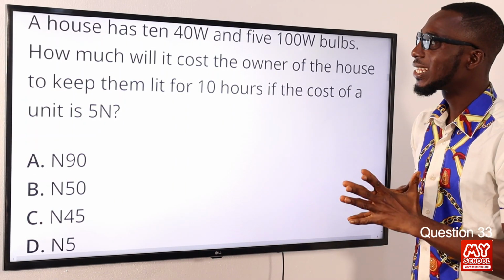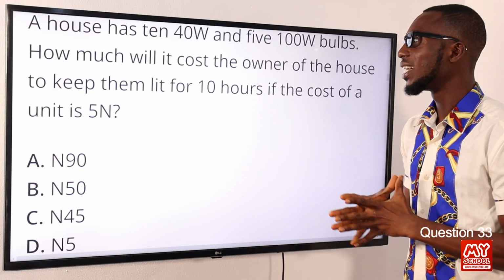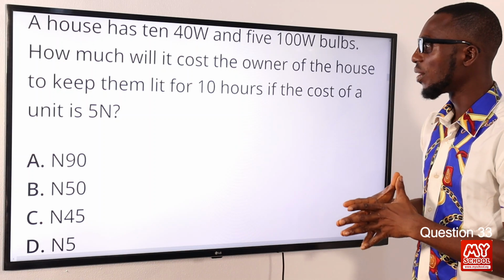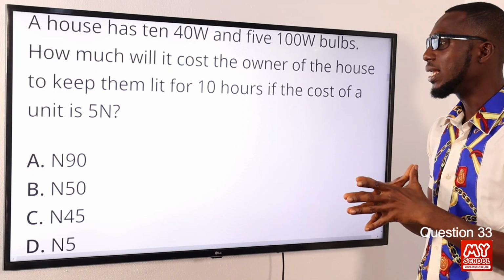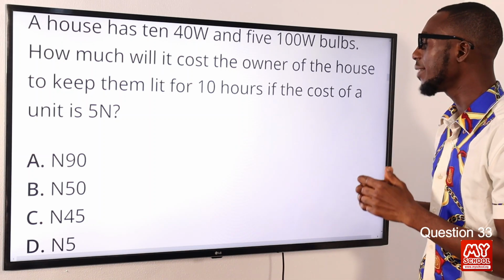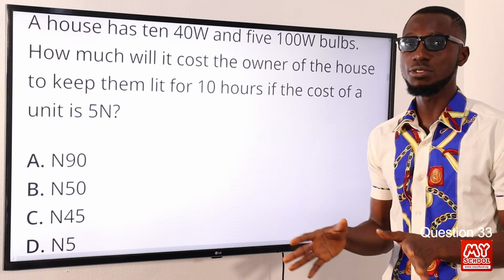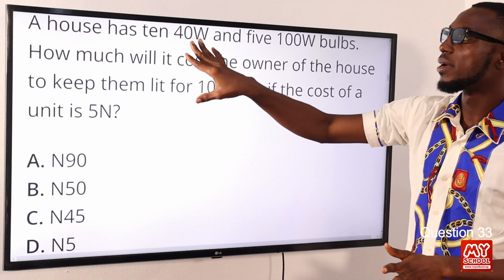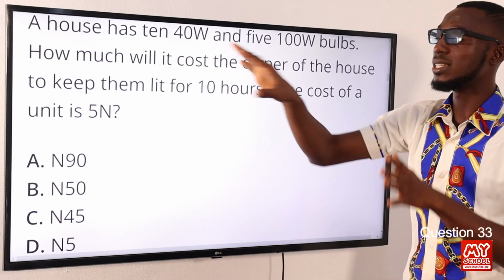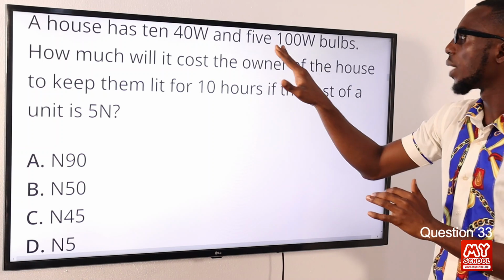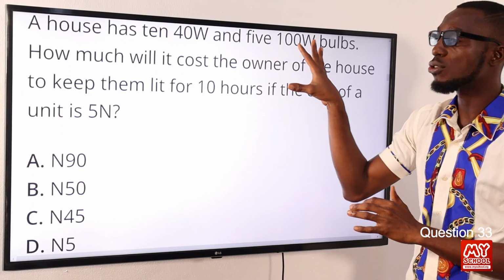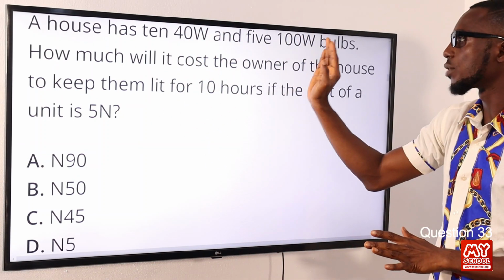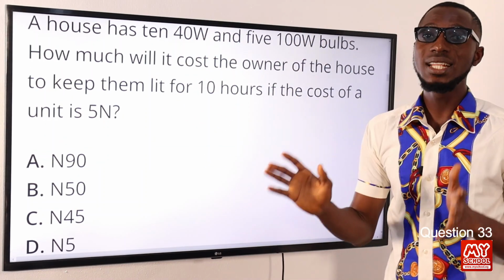Number 33. A house has 10 40-watt bulbs and 5 100-watt bulbs. How much will it cost the owner of the house to keep them lit for 10 hours, if the cost of a unit is 5 naira? We are told we have 10 of 40 watts, that is 10 times 40, which is 400 watts. The other bulbs, we have 5 of 100 watts, that is 5 times 100, making 500 watts. So 400 plus 500 makes 900 watts.